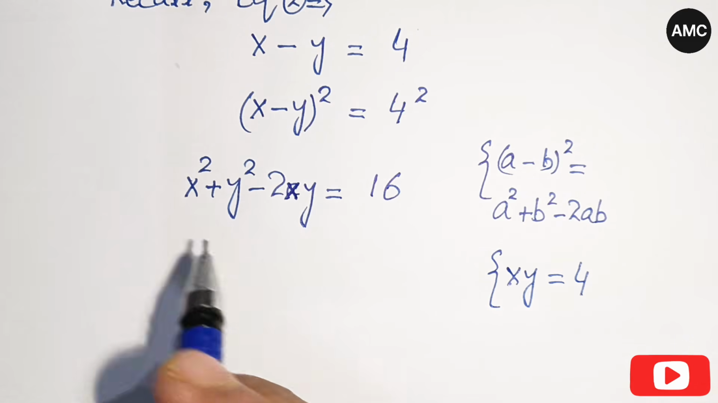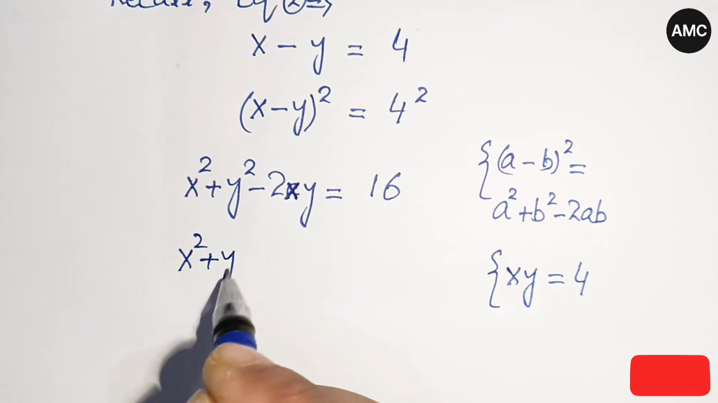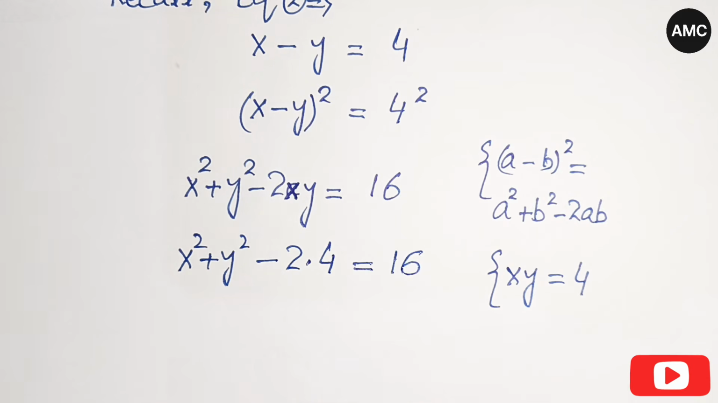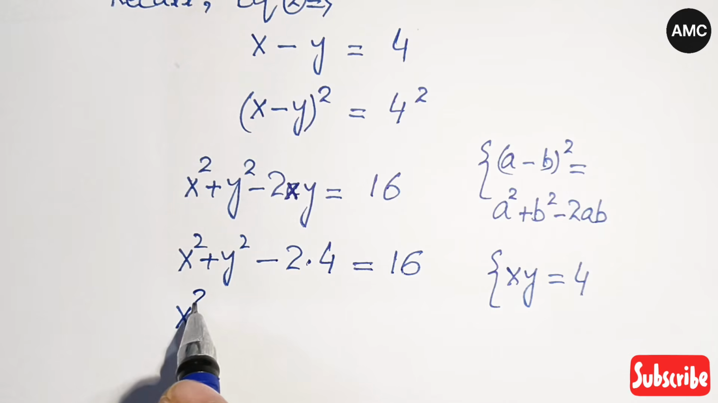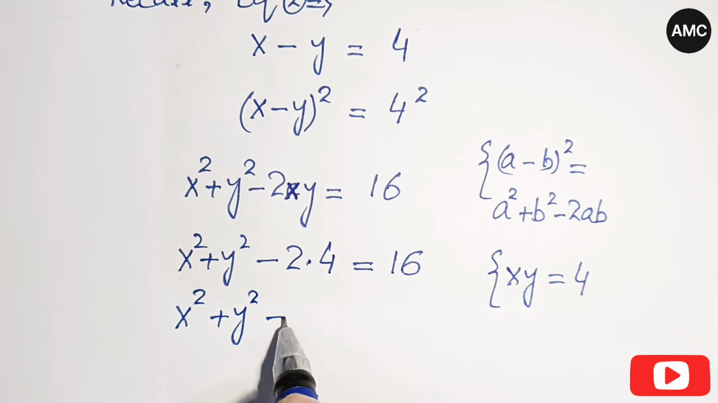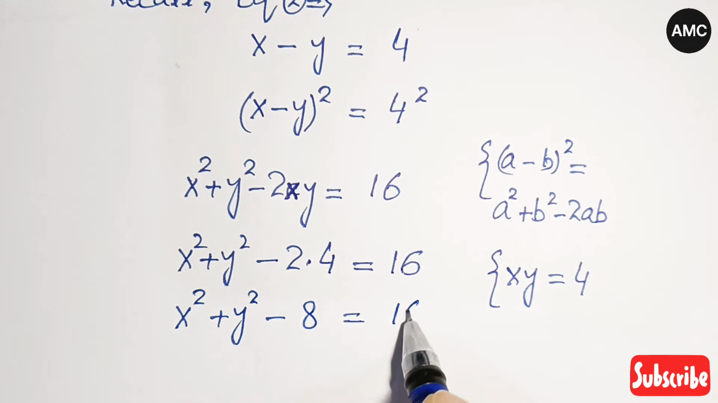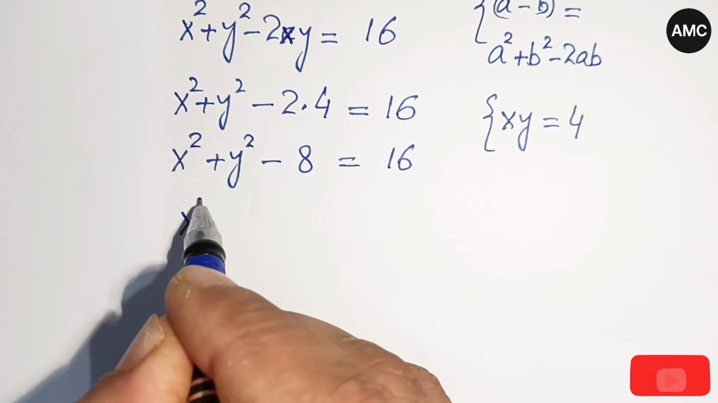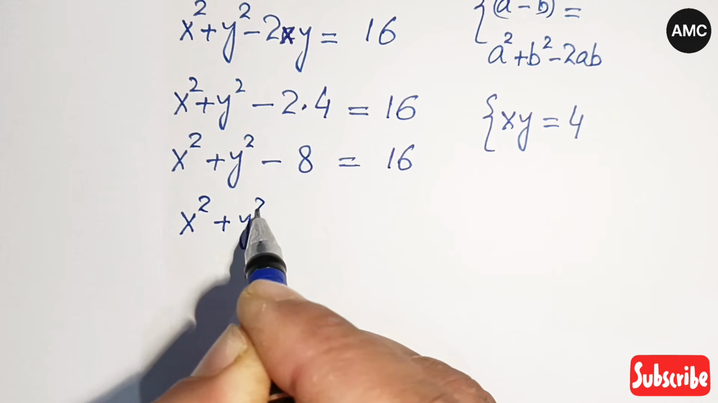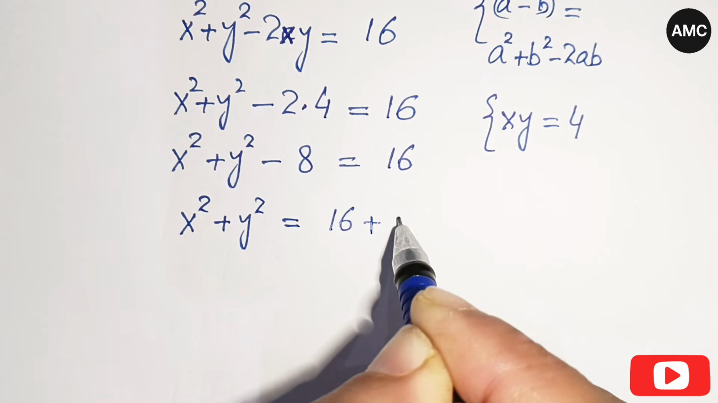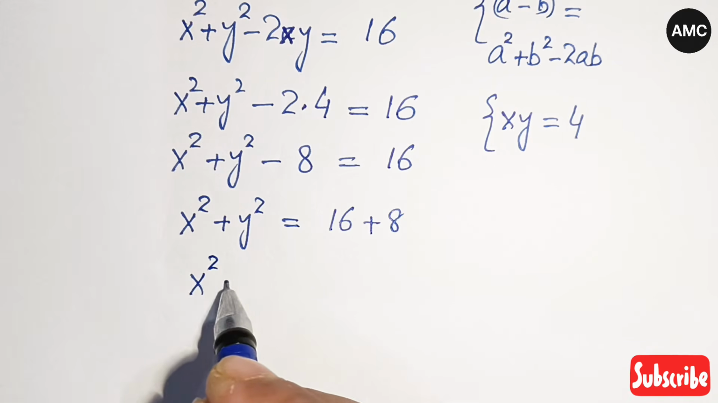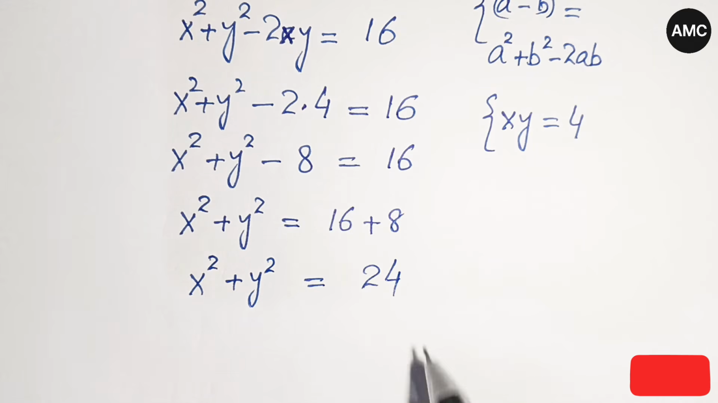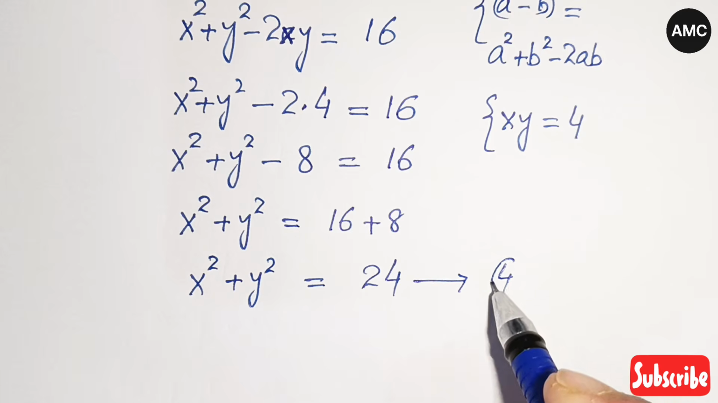Then substituting this value here, we get x squared plus y squared minus 2 times xy, which is 4, equal to 16. Here we have x squared plus y squared minus 2 times 4, which is 8, is equal to 16. Now shifting minus 8 to the right hand side, we get x squared plus y squared is equal to 16 plus 8. Here we have x squared plus y squared is equal to 24. Let's say it is our equation number 4.